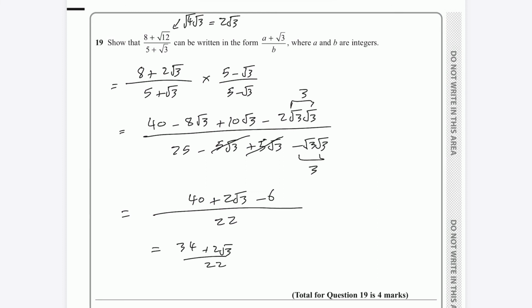Now, here you want to be a bit careful, because if you look at that form, there's nothing in front of that there. Because there's nothing there, we want to see if you can simplify this, which you can. We can divide everything by 2, and that becomes 17 plus root 3 over 22. So one to watch out for there. You won't get the final mark otherwise.